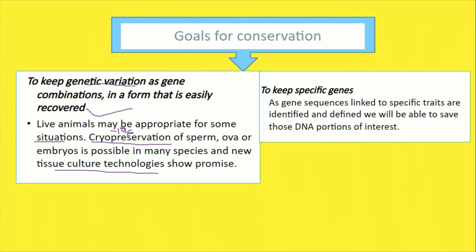Then we also do it to keep specific genes. As gene sequences linked to specific traits are identified and defined, we'll be able to save those DNA portions of interest. So we're saying the first goal is to keep all genetic variation. That's why you're using a whole embryo, a whole sperm, or even a whole live animal. But sometimes we just need specific genes, not gene combinations. Maybe you just need a gene that is responsible for a certain characteristic. So those two are the goals, either gene combinations or specific genes.